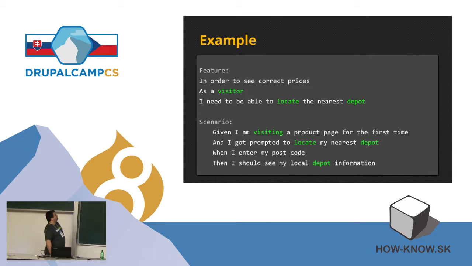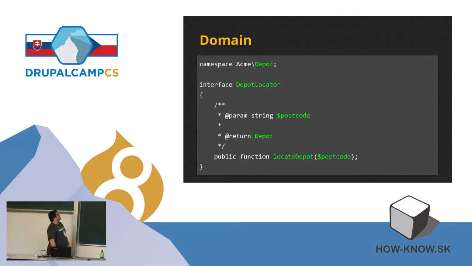So from here, I can see a couple of keywords which I'm going to use in my code. Instead of calling something, let's say, depot repository, I'll probably call it depot locator. Instead of calling a user, I'm going to call him visitor. So these little hints give you an idea how to name your code. So when you talk about code, your product owner can understand it as well. And this is an example of creating an interface which uses basically domain language.